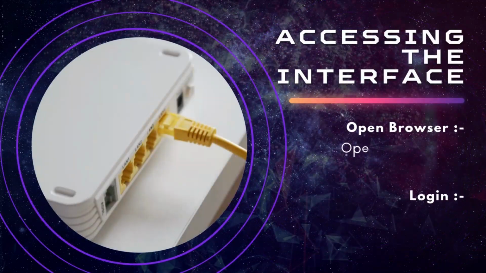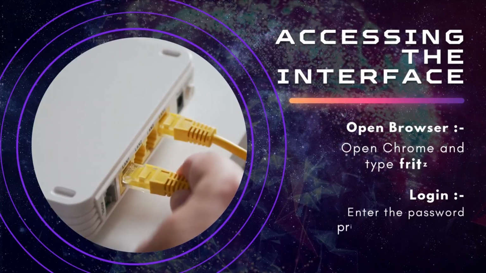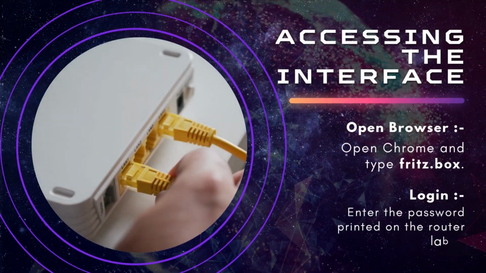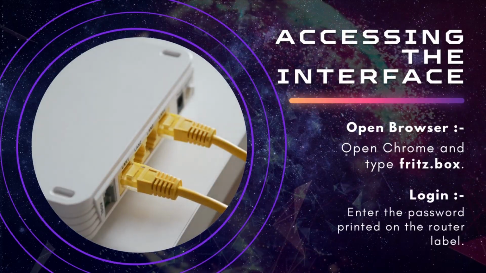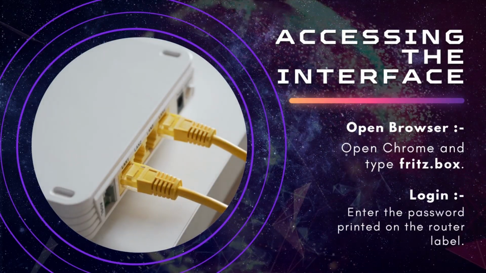Accessing the interface. Open browser. Open Chrome and type fritz.box. Log in. Enter the password printed on the router label.